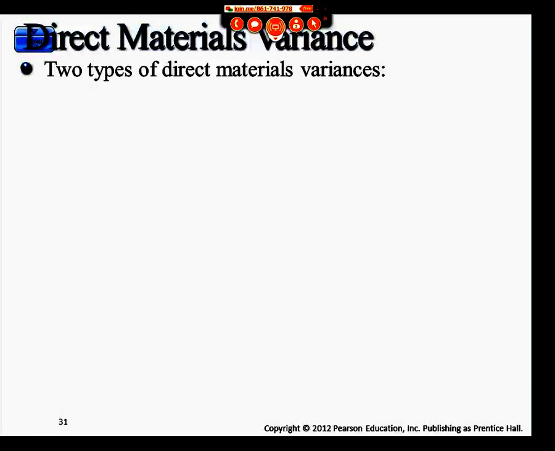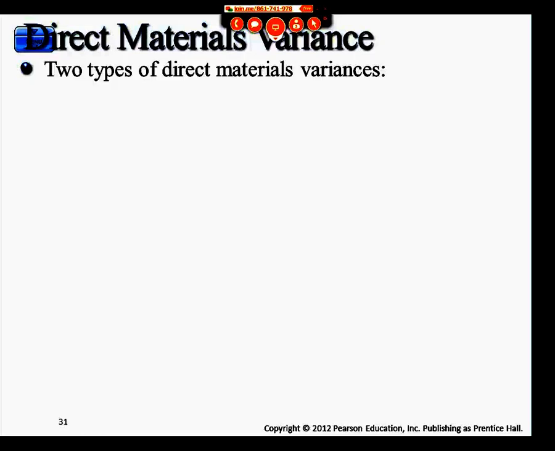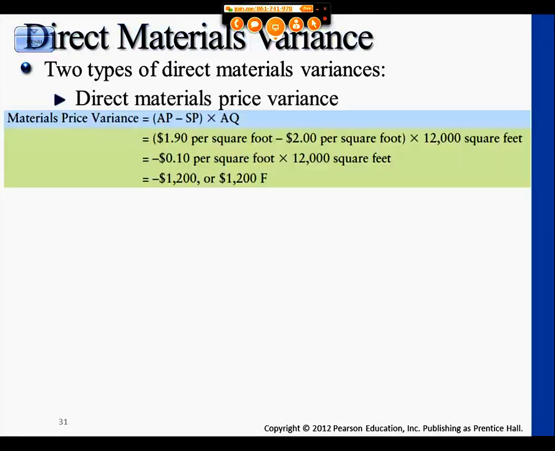All right. Direct material variance. So let's just zoom in a little bit on direct materials. We have two types of direct materials variances. It's our direct materials price variance and the efficiency variance, right? We just talked about it a little ago.